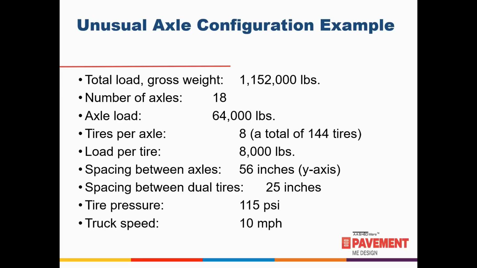Now we have 8 tires across, but each set of 2 tires is going to have 25-inch spacing. Tire pressure is actually a little lower here. It's 115, and truck speed is 10 miles per hour. That's another thing I forgot to mention about the special traffic module: you're not entering the operating speed. There's an assumed speed that probably translates to, I think, 10 hertz. That'd be 50, 60 miles an hour, way faster than what you're actually modeling here. But it is what it is. That's what you're stuck with.